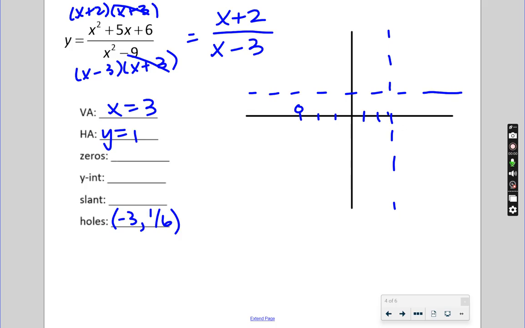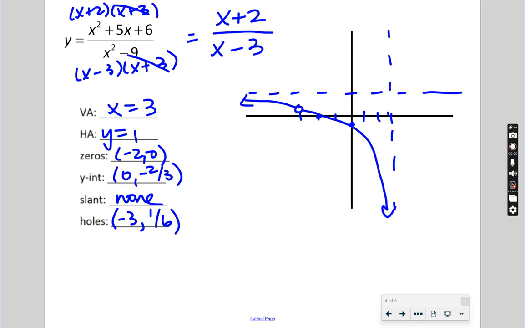Okay. Zeros. Where's the 0? Yep, set the top equal to 0, so -2, 0. Okay. Y-intercept. 0, -2/3. There's none of this. Okay, this is looking like it makes sense down here. I'm going to draw this section. Where's the other piece? That did not look very good. Top right.